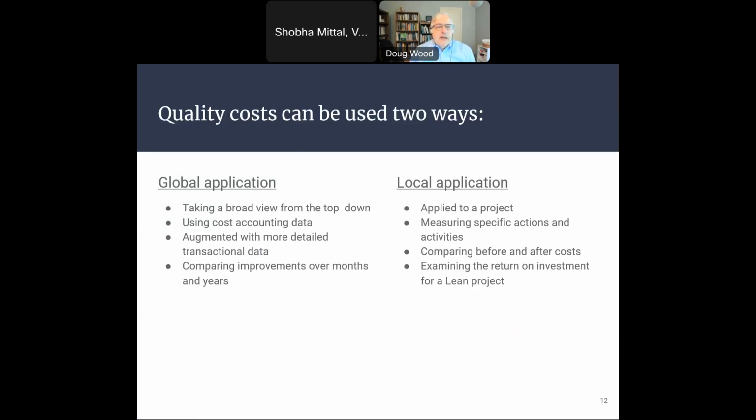See, there is that global application. Take a broad view from the top down, start with your cost accounting data, and then use some more detailed transactional data maybe, and then you compare improvements over months and years. This is a company-wide global application. But we can use it applied to a project in a local area, measuring specific actions and activities, comparing what we were spending before we made the lean improvement and what we were spending after the lean improvement, and then examine the return on investment on this lean project. That's what we're going to do tonight. We're going to really focus on local applications.